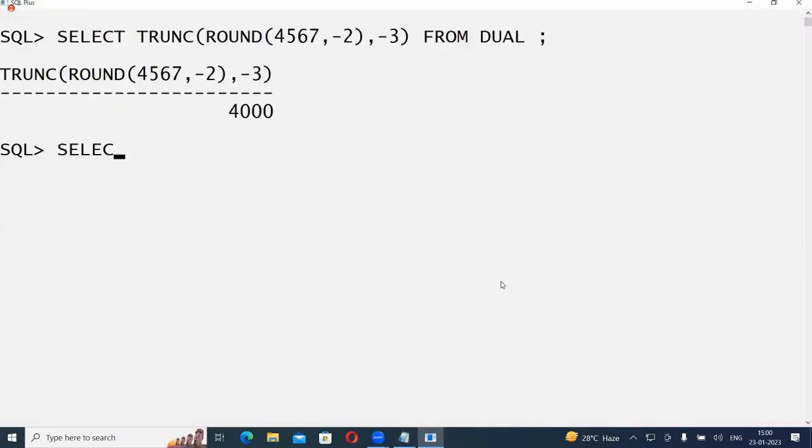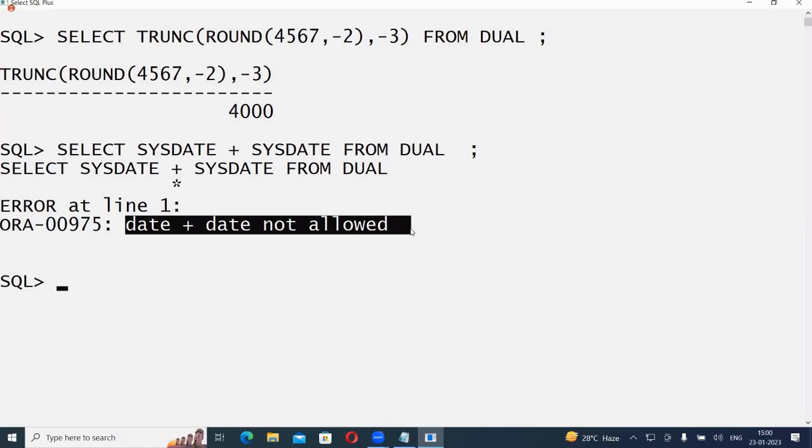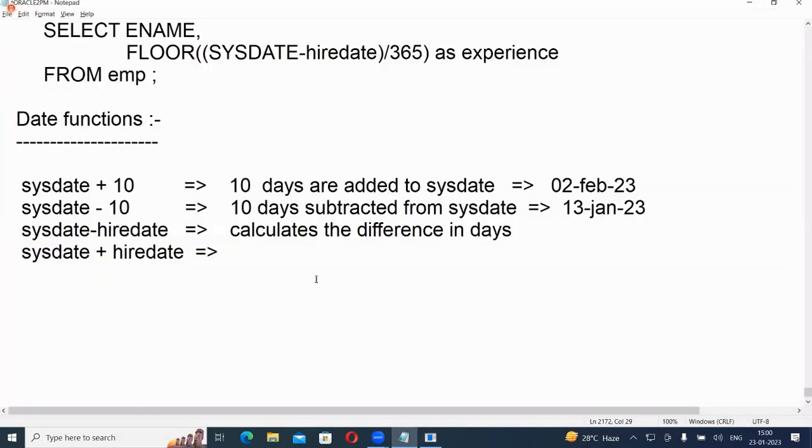I'll write something like this: select sysdate plus sysdate from dual. Adding two dates, what does it give? Date plus date is not allowed. Two dates cannot be added. How can you add, boss? 23rd January 23 plus 23rd January 23. If you add two dates, what is the output? Nothing. Dates cannot be added. Date plus date is invalid. Yes or no?